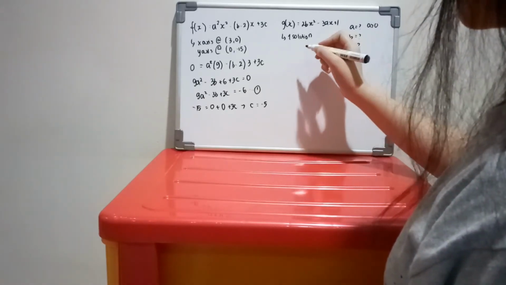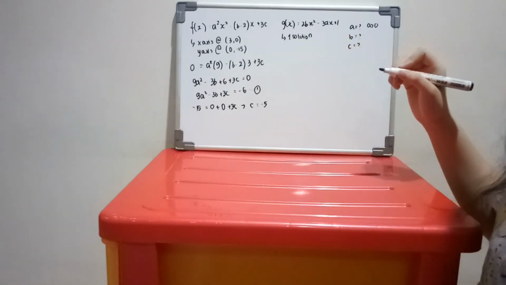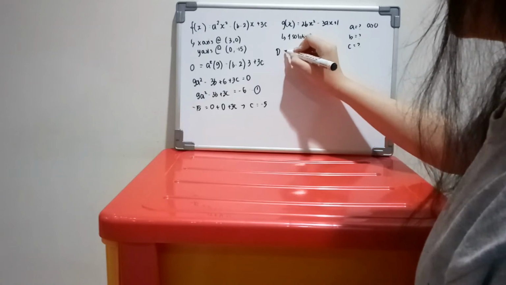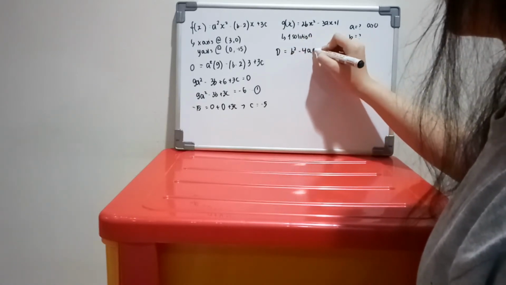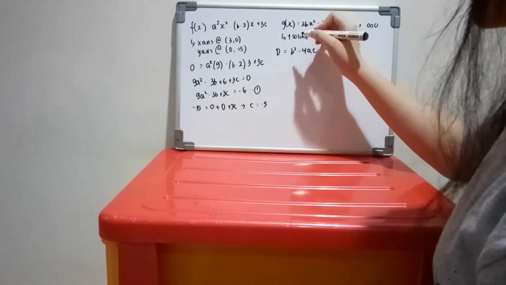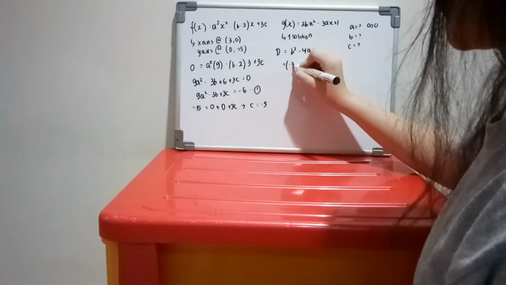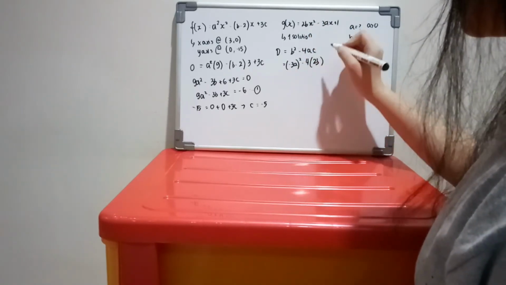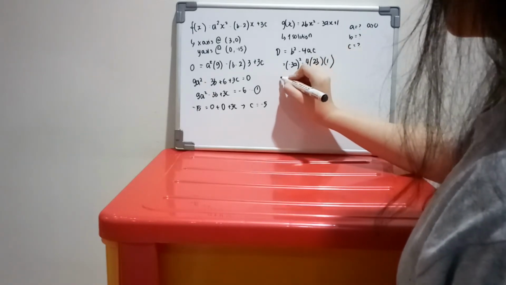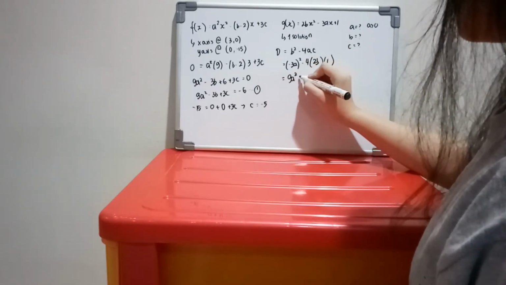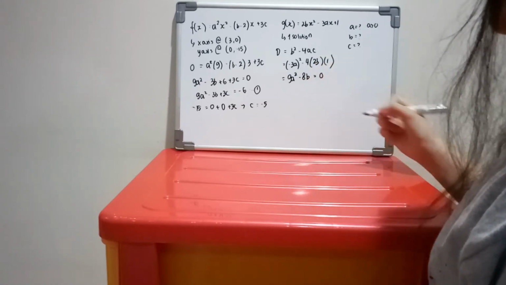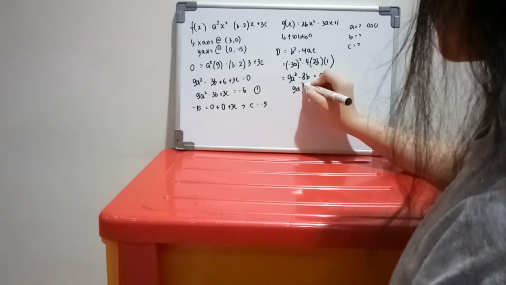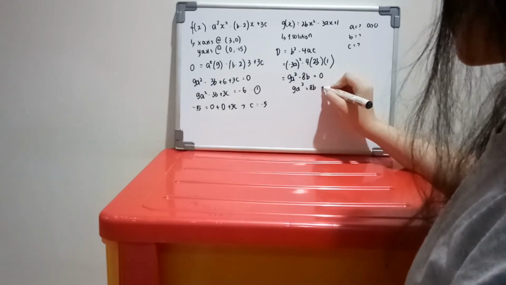Next, we'll work with g(x). We know that if a function has exactly one solution, that means the discriminant is equal to 0. So we have the formula b² minus 4ac equals 0. In this case, b would be -3a, squared, minus 4, where a would be 2b, and c is 1. So we have 9a² minus 8b equals 0. We can move 8b to the other side, so we have 9a² equals 8b, and this is our second equation.